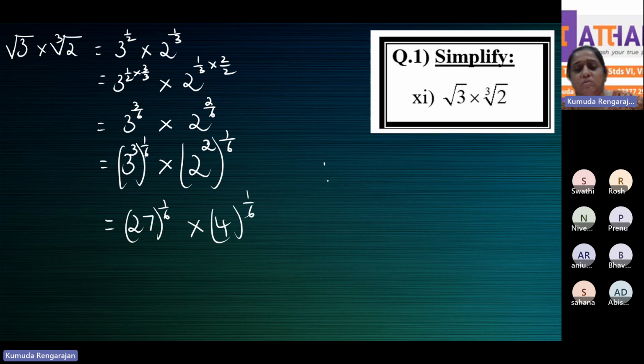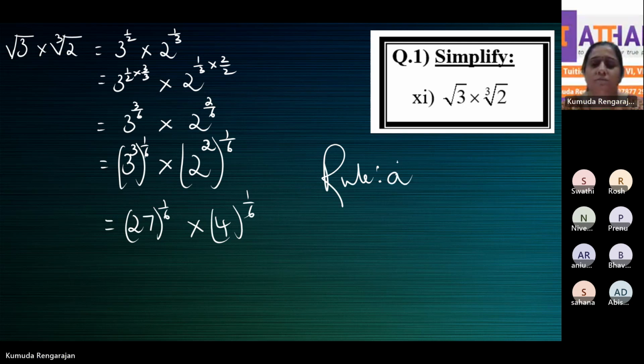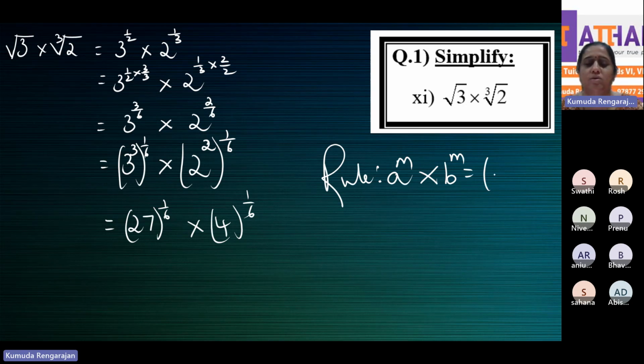Now, what is the rule here? What's the law of exponent here? A to the power m into b to the power m is equal to... Complete the rule. What's the law? A to the power m into b to the power m is equal to a into b, whole power m, ma'am.